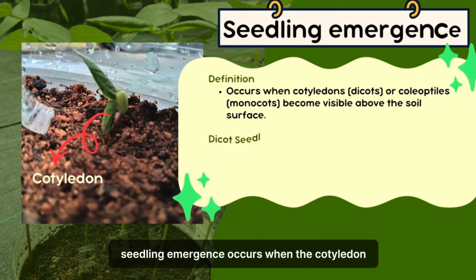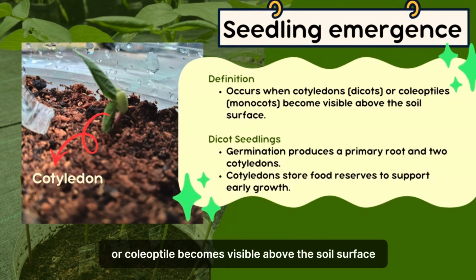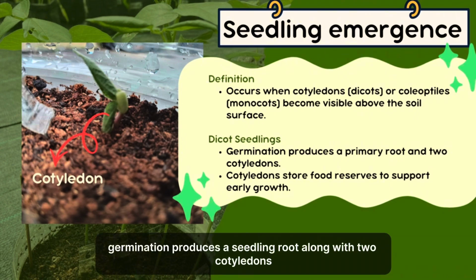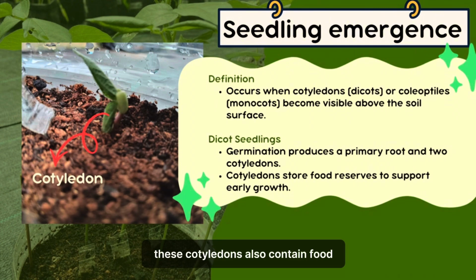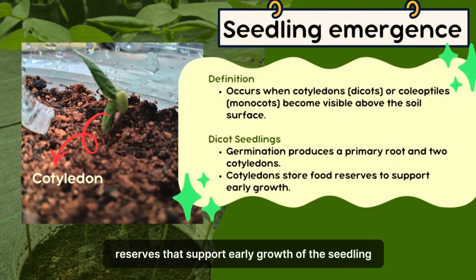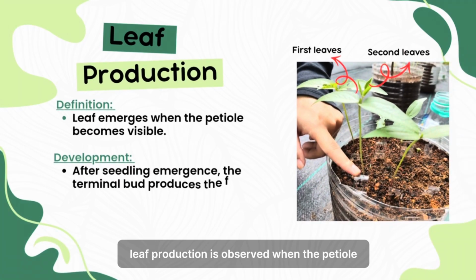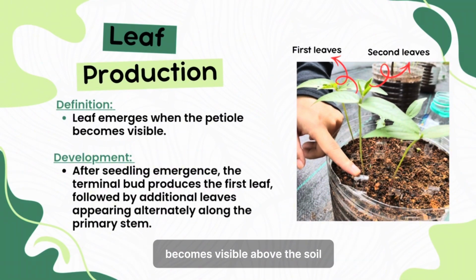Seedling emergence occurs when the cotyledon or coleoptile becomes visible above the soil surface. In dicotyledon plants, germination produces a seedling root along with 2 cotyledons. These cotyledons also contain food reserves that support early growth of the seedling. Leaf production is observed when the petiole becomes visible above the soil.